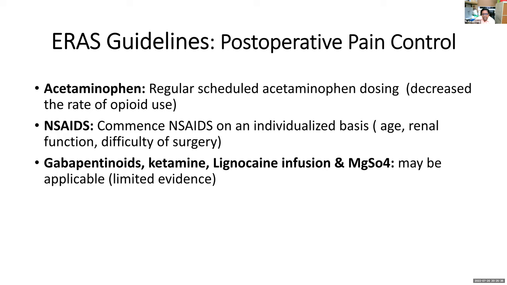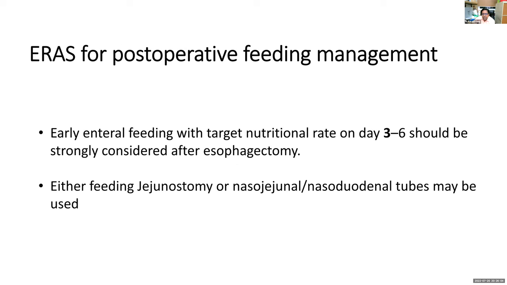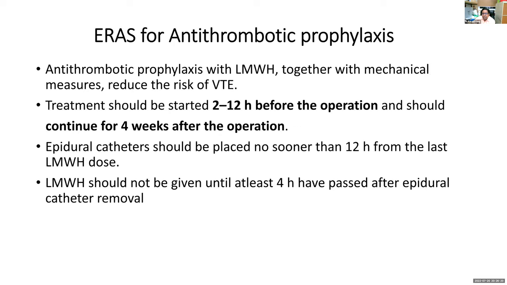We already mentioned that gabapentinoids, ketamine, lignocaine infusion and magnesium sulfate have some promising roles. They have been used in some case studies, but other strategies need to be followed for these patients. The chest drain and the drain from the surgical site need to be removed as early as possible because they themselves are a stimulus for delayed recovery and increase the chances of infection. Early enteral feeding with target nutrition rate from the third day onwards is strongly suggested for these patients, without any effect on their recovery from the surgical point of view. Hence early feeding is very, very desirable even for these procedures.